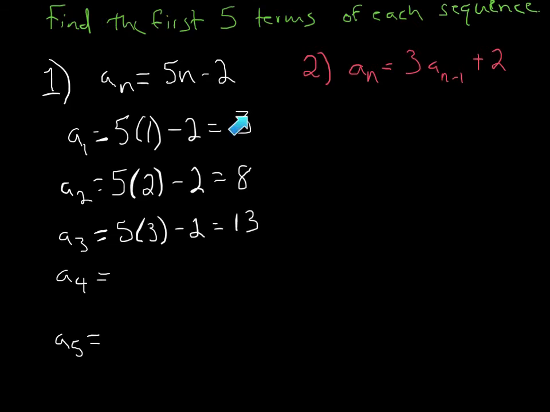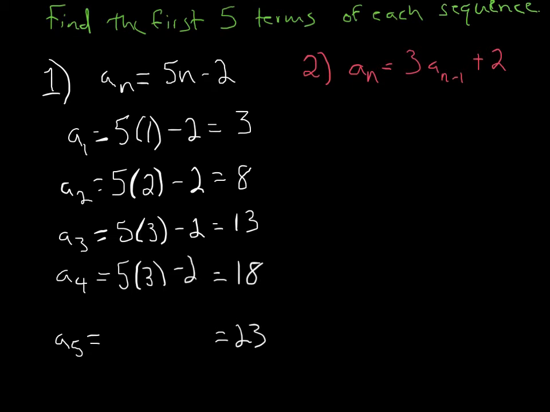Now, if you notice, there's a pattern that's starting to happen. So 3, 8, 13. 3 plus 5 is 8, plus 5 is 13. Well, guess what? This pattern is going to continue. So plus 5 would be 18, plus 5 more would be 23. And we can check our hypothesis here.